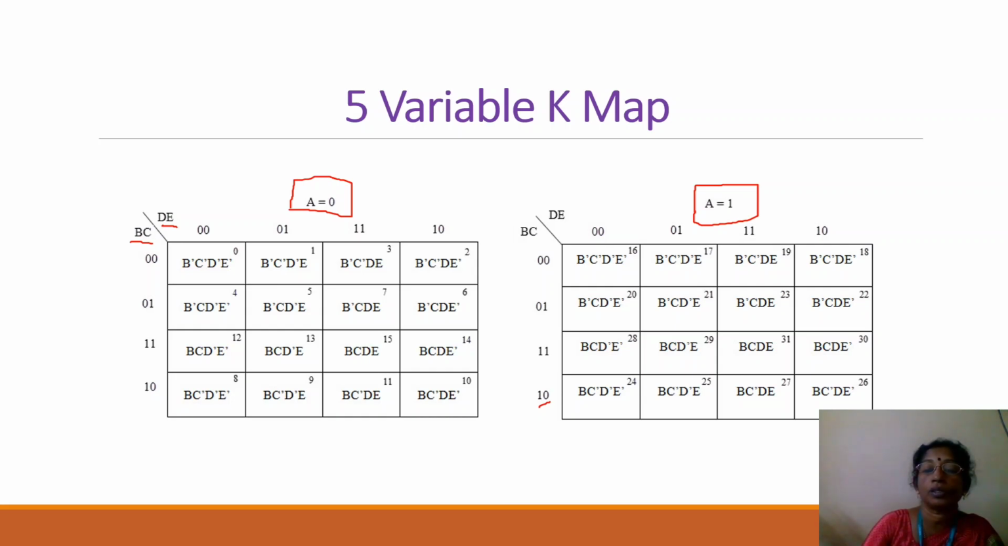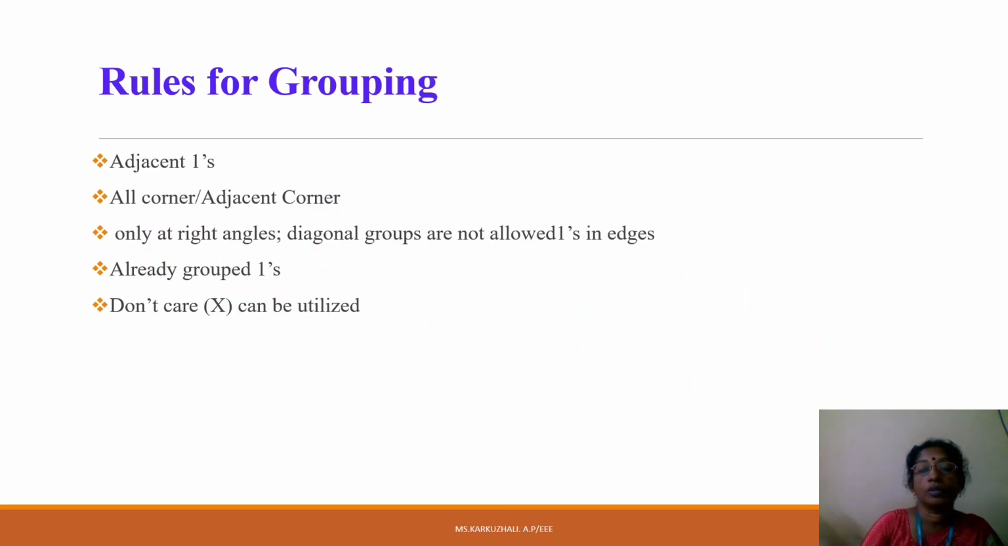So from 0 to 31, you have totally 32 squares, 2 power 5. That is your number of squares since it is a 5 variable K map. Next one is rules for grouping. It is adjacent. Since we have formed the K map, now how to form the grouping.